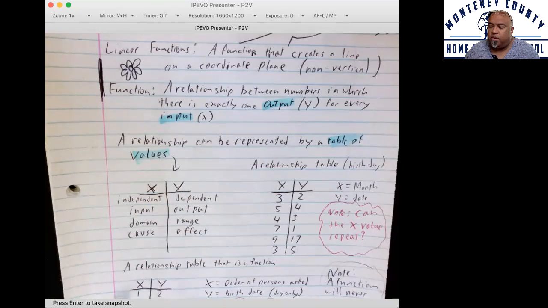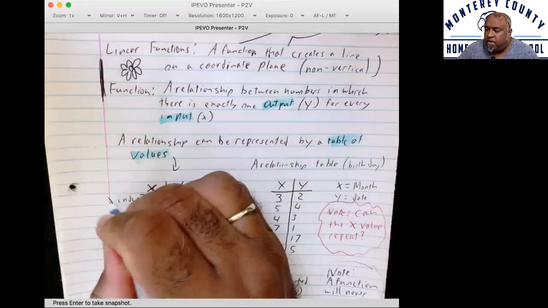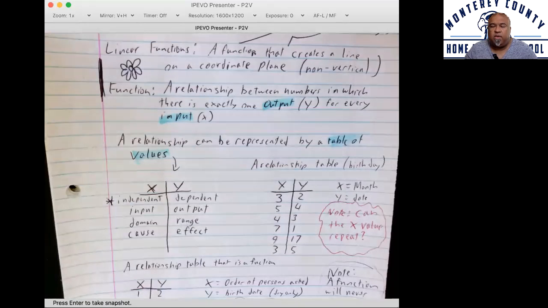So let's look at the words that I put. For x, I put independent, and for y, I put dependent. For x, I put input, for y, I put output. For x, I put domain, and for y, I put range. And for x, I put cause, and for y, I put effect. Now, there's more pairs of words that are represented by the letters x and y when talking about graphing, but these four are used quite a bit. The ones I really want to talk about for today's lesson are independent and dependent.